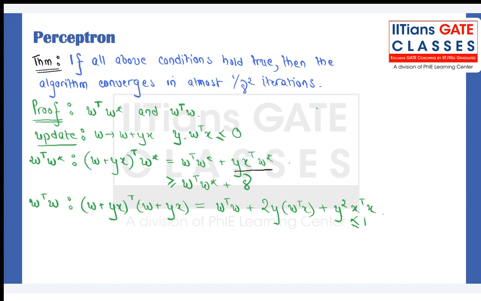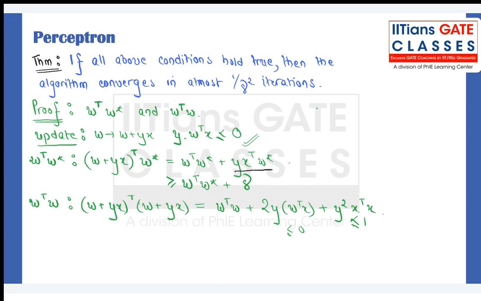And 2y W transpose X will also lie between 0 and 1, because if the point is misclassified, then this thing is less than 0. So what I meant to say is not 0 to 1, this is less than or equal to 0, because you have misclassified this point. So y times W transpose X is less than or equal to 0 as per this assumption. And also this y square X transpose X is at most 1.